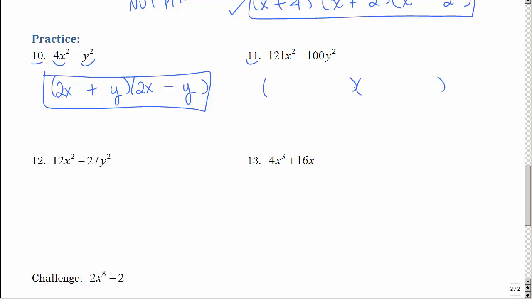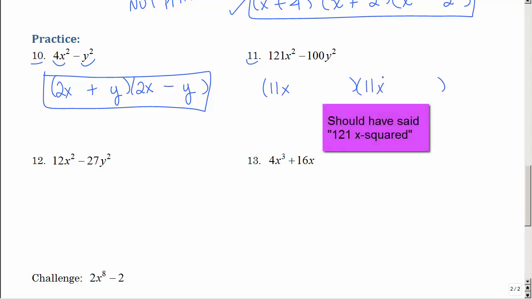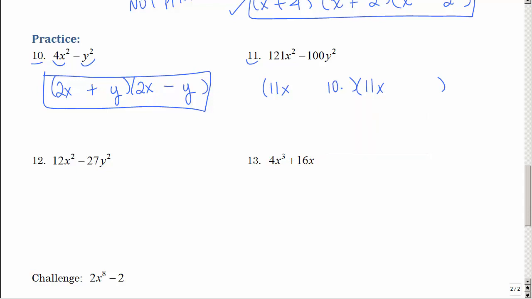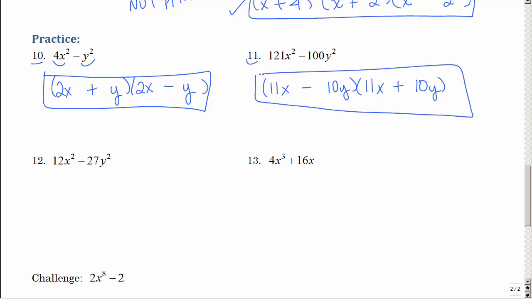Yes. So 11x times 11x is 11x squared. Then 10y times 10y is 100y squared. We could have a minus and then a plus. I know I've been usually putting plus and a minus. I thought I'd mix it up a little bit. Are you getting it? I hope so. This one's pretty easy.